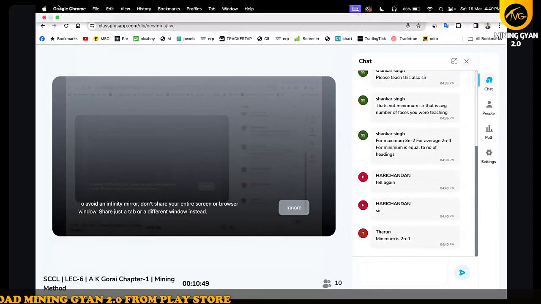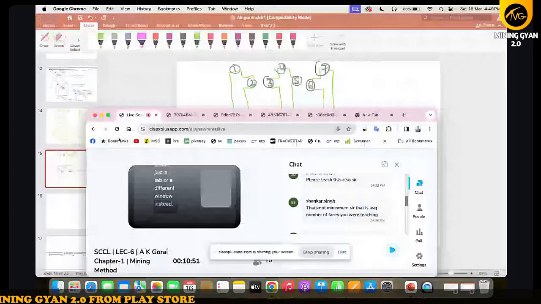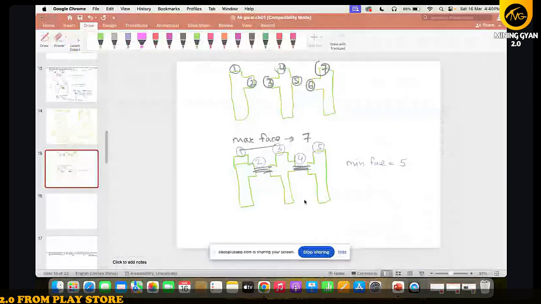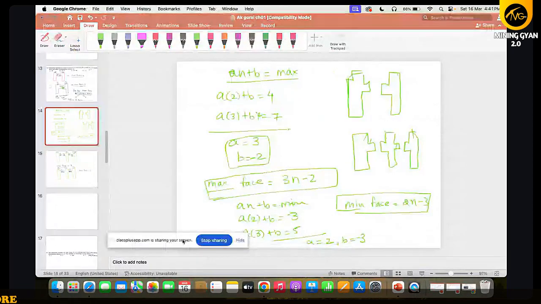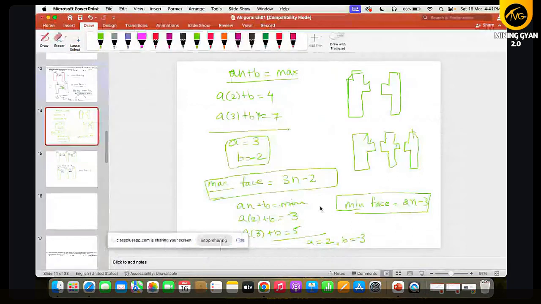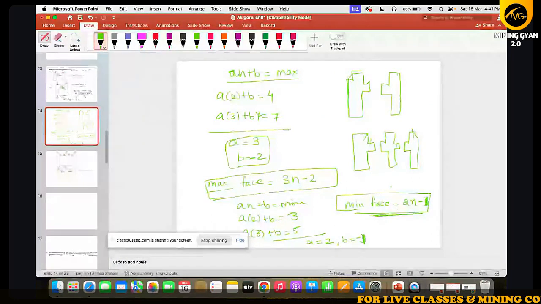I have made mistakes. Maybe I have calculated wrong. Where is my question? Please find out the A and B values. So A value is 2 and B value is -1. So it will be the minimum phase value. Please remember these two formulas.